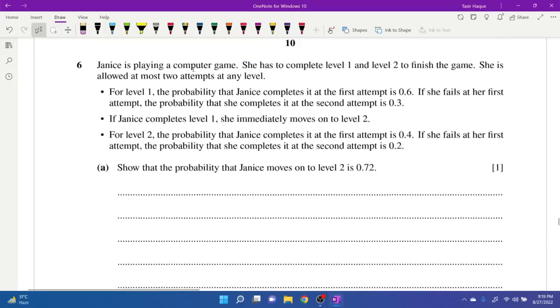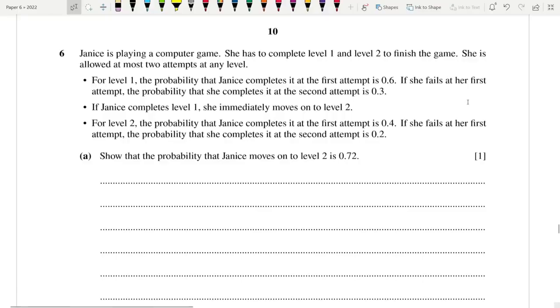Janice is playing a computer game. She has to complete level 1 and 2 to finish the game. She is allowed at most 2 attempts at any level. For level 1, the probability that Janice completes it at the first attempt is 0.6. If she fails at her first attempt, the probability that she completes it at the second attempt is 0.3.